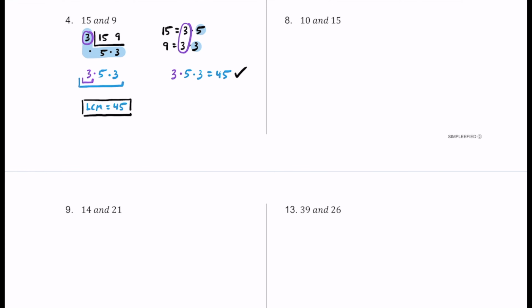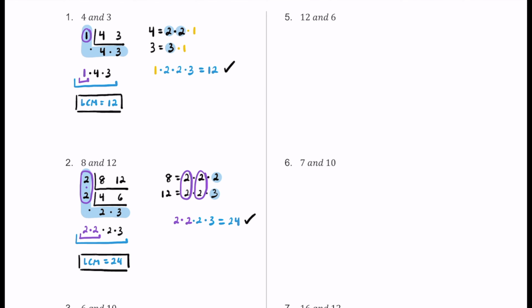For number 5, let's see what we got going on here. For number 5, we have 12 and 6. So let's go ahead and set this up. We have 12 and 6. And let's see what goes into both of these. We can start with maybe a 2 if you'd like to. So 2 times 6 is 12. 2 times 3 is 6.